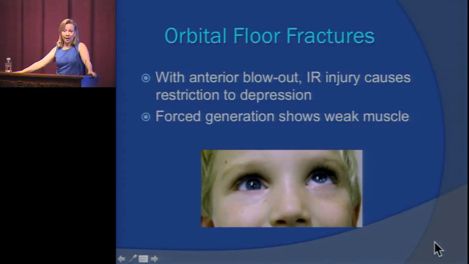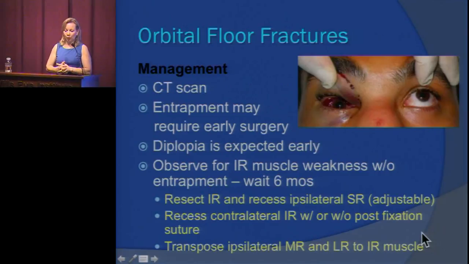With an anterior blowout fracture, injury to the inferior rectus is frequent, and that can cause restriction to depression because of the paresis of the muscle. You'll diagnose this by forced generation, feeling the weakness of the muscle. And in those situations, you'll want to wait and see if that muscle recovers.